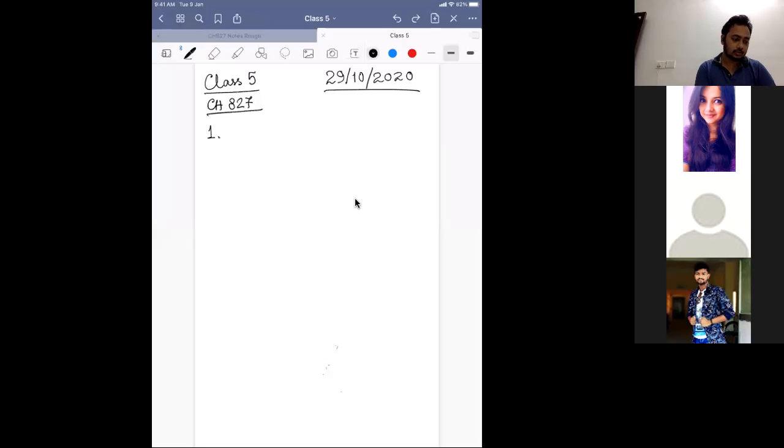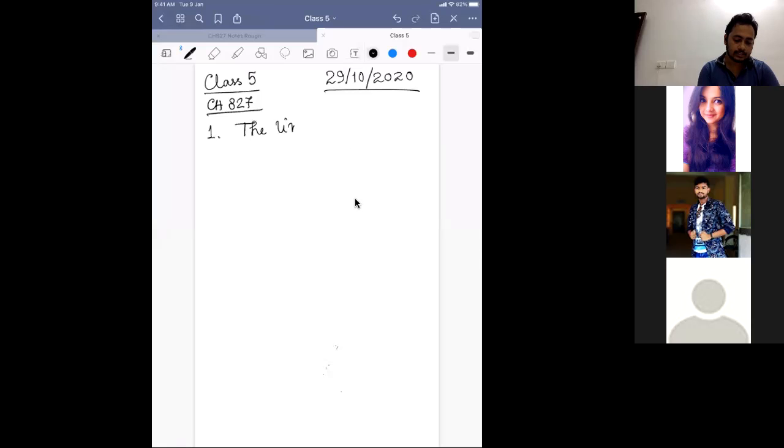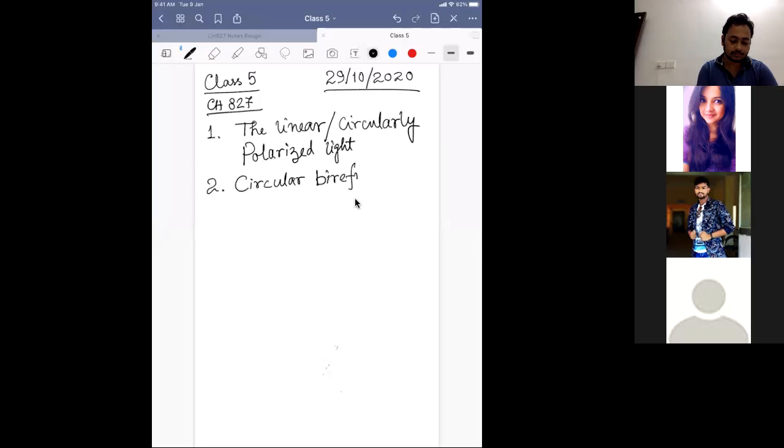Okay. So the things we have covered so far: what is linear and circularly polarized light. This is one of the topics we have covered so far. Secondly, we have covered what is circular birefringence, which in other terms is also known as optical rotation.